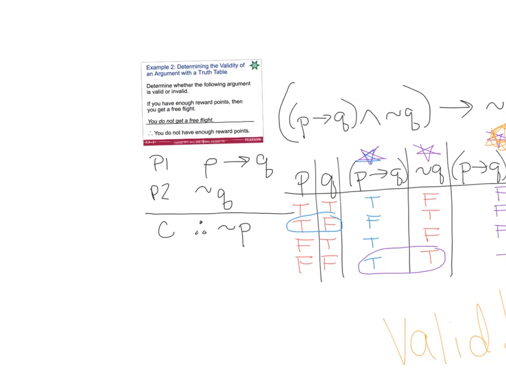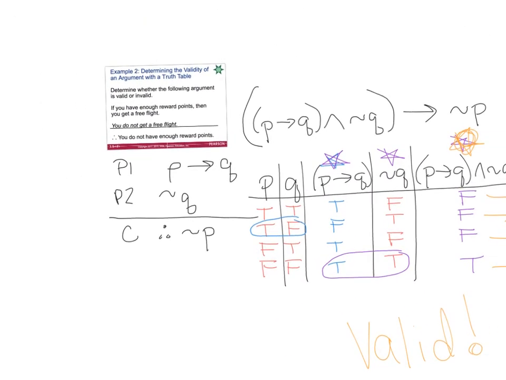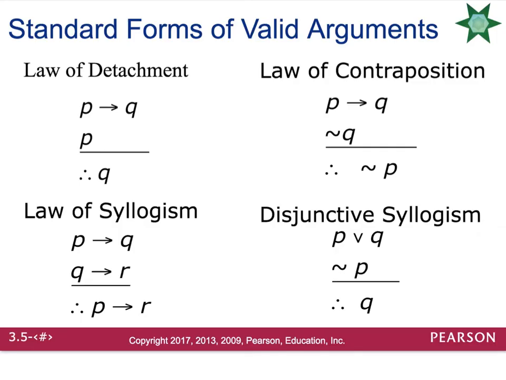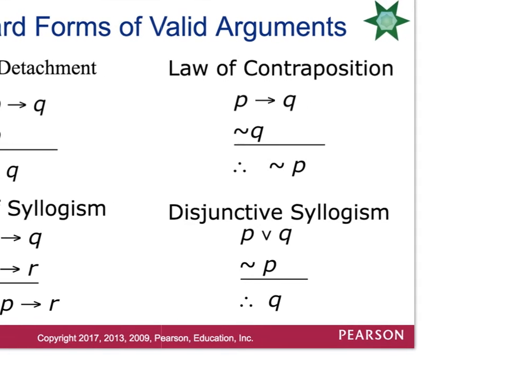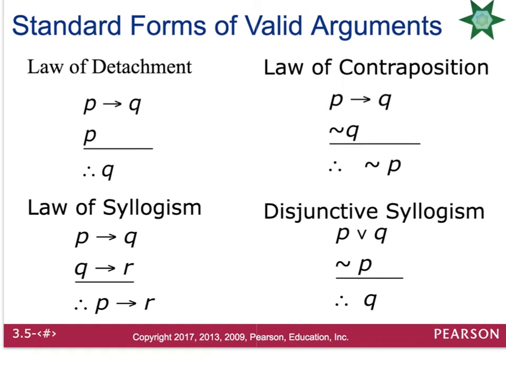So, our original phrase was, if you have enough reward points, then you get a free flight. You don't get a free flight, therefore you don't have enough reward points. That's valid. So there are going to be 4 different standard forms of arguments that are considered valid. And we actually just proved that one on the first example, the law of contraposition.